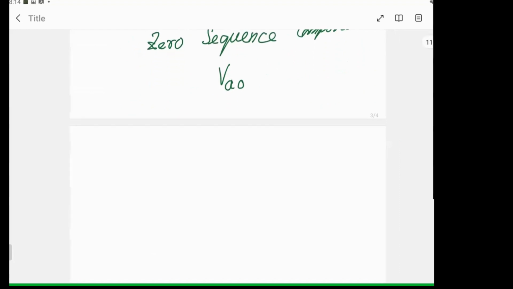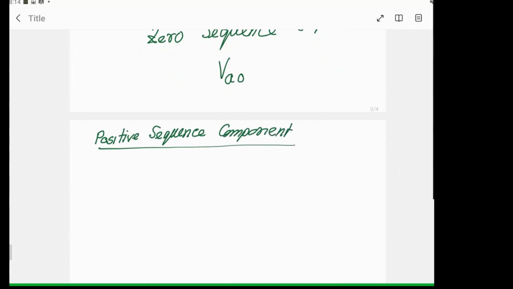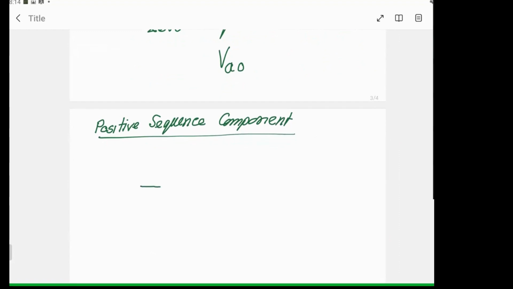So now we will come to the representation, how I can represent it, then we can do some analysis. Now, for the positive sequence component, what do we have? We have VA, and I can consider this angle as 0 degrees. Then we have VB, so I will write down 1.